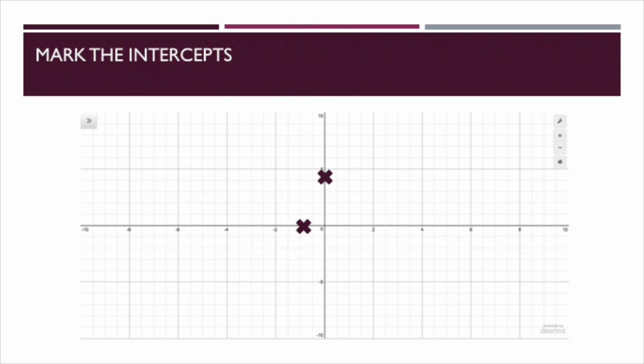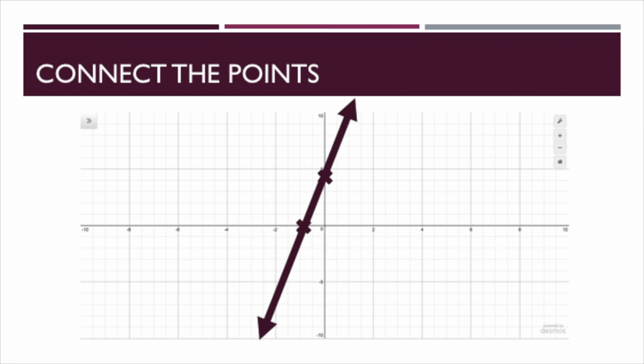Now we mark those 2 points. Where x equals 0, y equals 4, and that's on that vertical line. We go up 4 points. And then we also do x equals negative 2, where y equals 0, which is on that horizontal line. And now we just connect those 2 points.